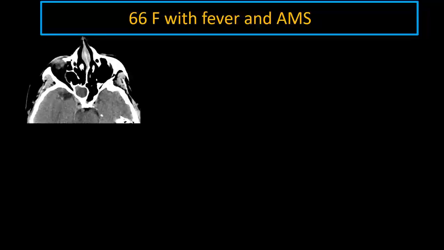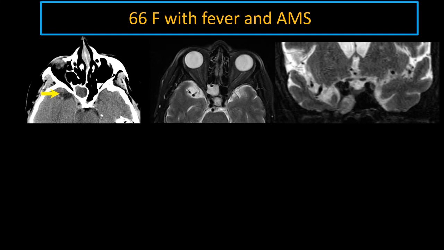This is a companion case of a 66-year-old female with fever and altered mental status, and this isolated opacification of the right sphenoid sinus was interpreted as inflammatory opacification on the head CT, but note that the adjacent sulcus ipsilateral to the sphenoid sinus opacification is widened. I refer to this as the widened sulcus sign, and this can be an indicator that, in fact, what you're seeing represents a meningoencephalocele rather than inflammatory opacification.